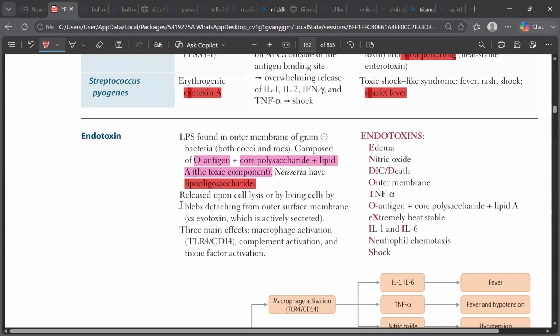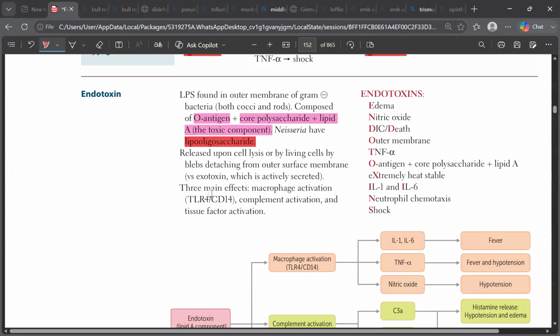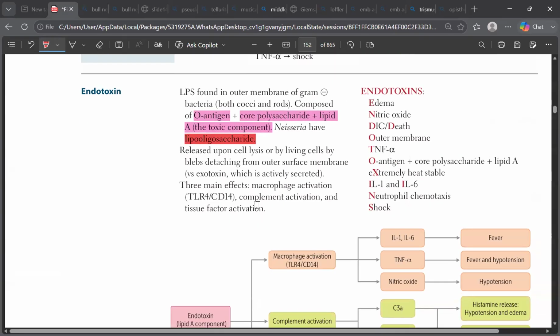The endotoxins are released upon cell lysis or by living cells by blebs detaching from the outer cell surface membrane, versus exotoxins which are actively secreted. There are three main effects: macrophage activation of the toll-like receptor 4 or CD14, complement activation, and tissue factor activation.